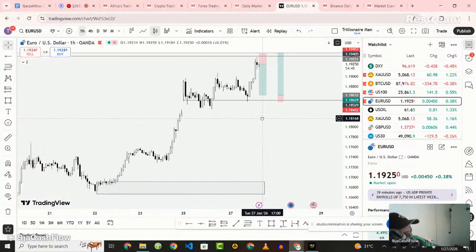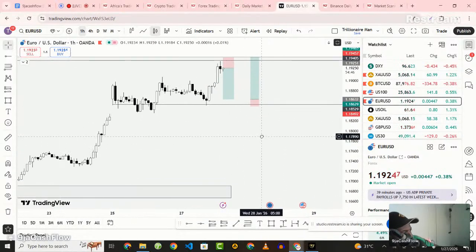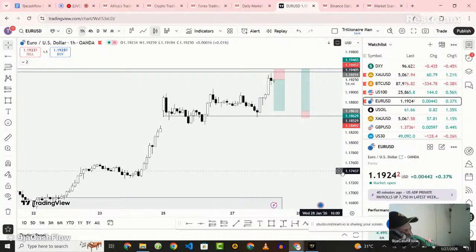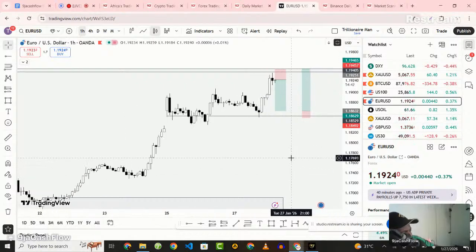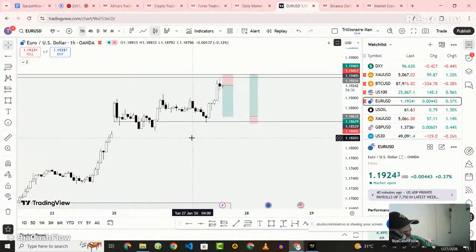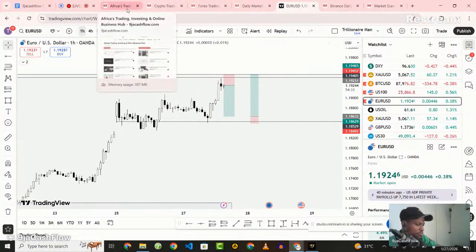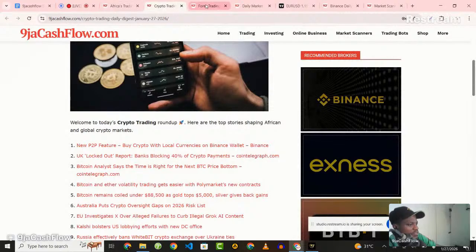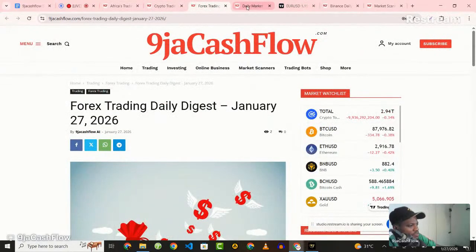Because the trend has not changed. So this one is just one that we risk very small. Very low probability, but it has a good risk to reward, 1:3. And this is a trade that you should not even put your mind on, because anything can happen.